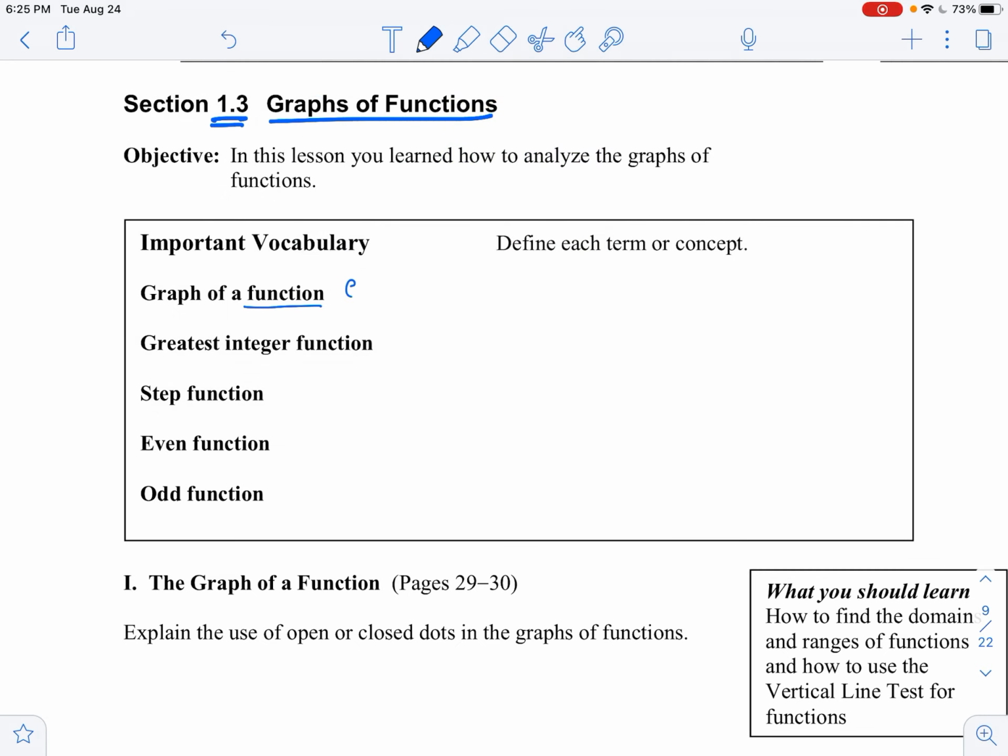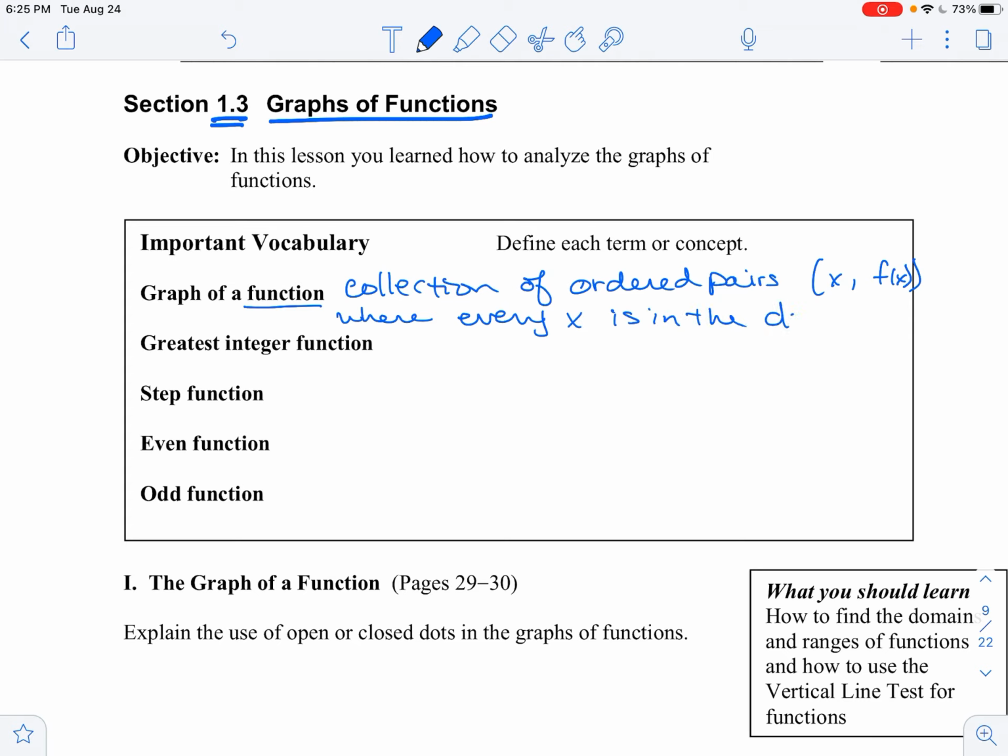It's a collection of all the ordered pairs, which we say are (x, f(x)), or (x, y), where every x is in the domain of f(x).